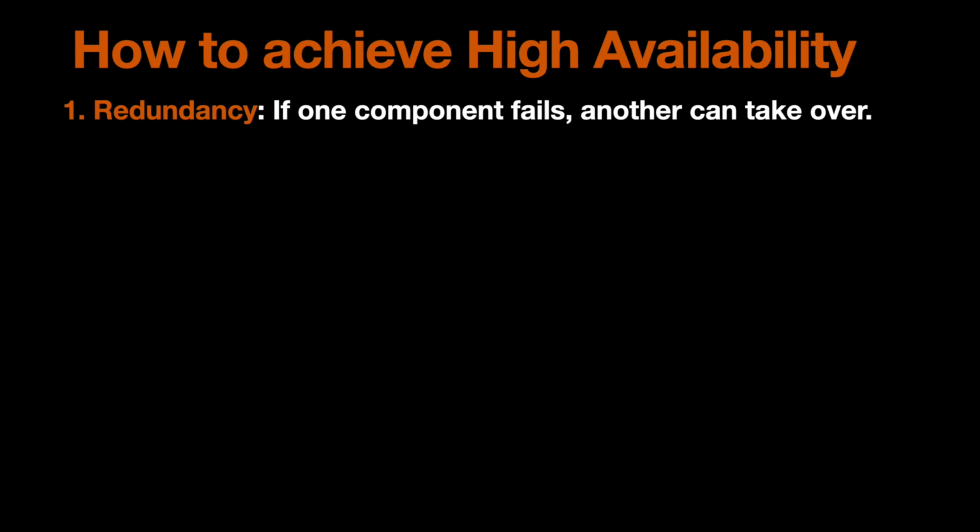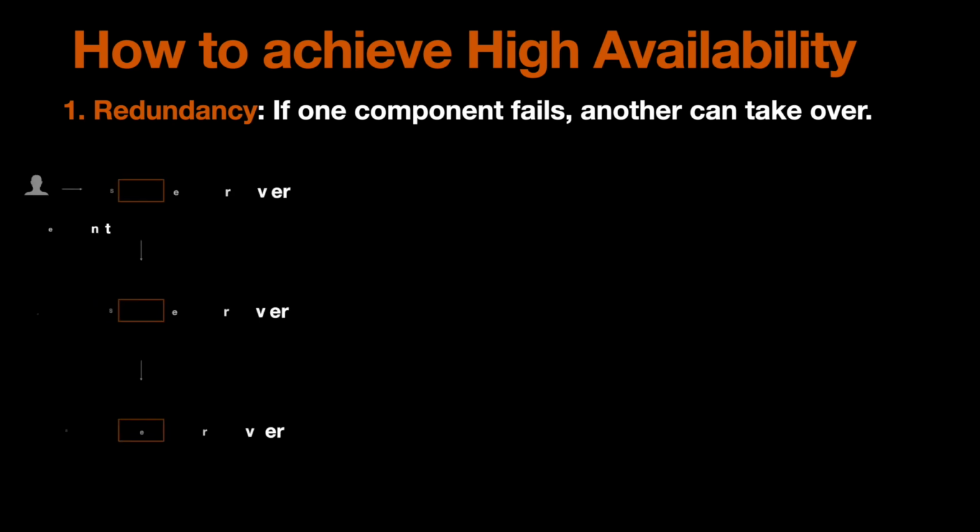The very first thing which helps us to achieve high availability is redundancy. Actually, redundancy is the fundamental concept of achieving high availability, I would say. So you can have multiple components of one service. If one component fails or goes down, another can take over.